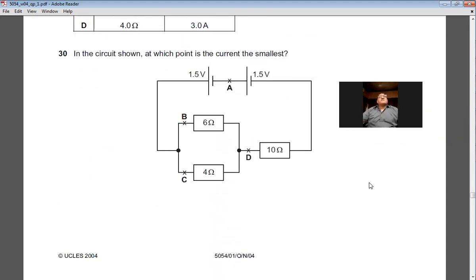In the circuit shown, at which point is the current the smallest? The current comes from the battery, and here the current will be divided in two branches. In this branch the resistance is 6, and here the resistance is 4. So a smaller amount of current will flow from here because it has high resistance. Here, a larger amount of current will flow. Here, both currents will join again, and through the 10 ohm, all the current will pass. So the smallest current can only be possible at B. Sorry, B for baby. Here the current is split, a fraction of the current goes from here, and this branch has more resistance compared to the other branch. So that's question number 30. B is the right choice.